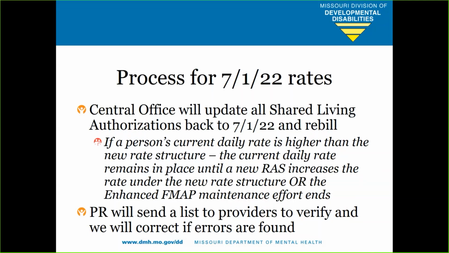So after that information gets into Seymour, PR will send a list to each provider of who their people are and what the rates are so the provider can verify, because sometimes our reports won't pull in a person if, say, they don't have an active authorization. So there might be people missing. So we will send a list out and we'll work with the business office and the provider to get anyone who was missed, or anyone who could be an error that didn't translate correctly from the report to Seymour, fixed.